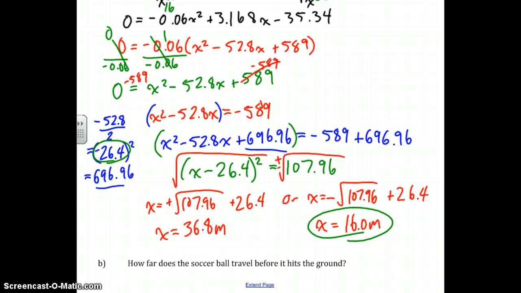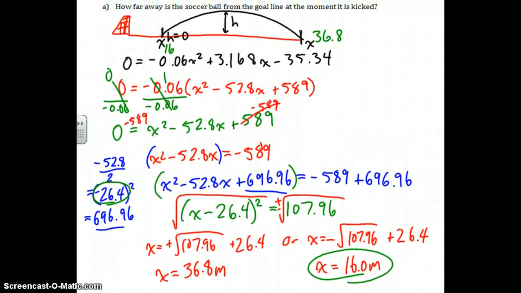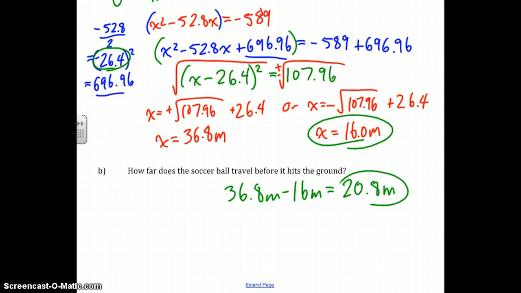Then part B asks how far does the soccer ball travel before it hits the ground? Again, if we look at this graph of the ball, it goes from 16 to 36.8, so we just want to know that distance. To find that, it's just going to be 36.8 meters, take away 16 meters, and that works out to be 20.8 meters. That's the distance the ball is in the air for.